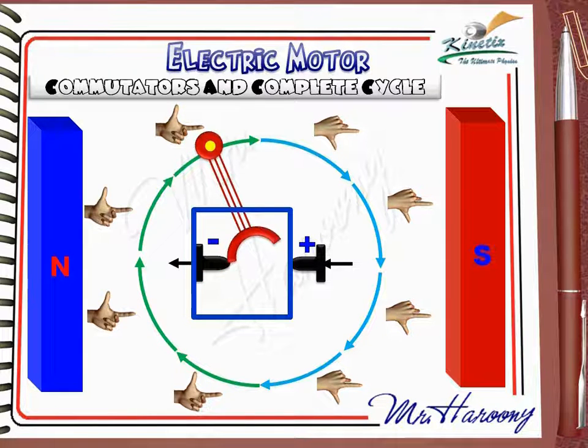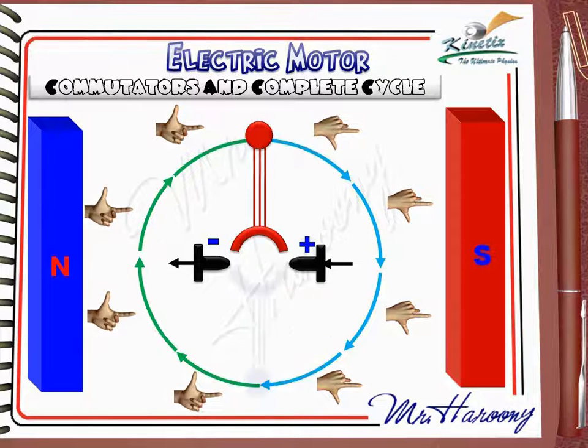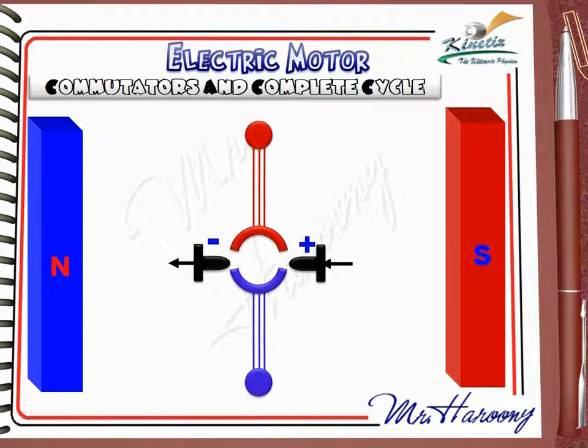This is how the current is reversed each half cycle inside the coil. Note, each half of the commutator switches positions on the carbon brushes, and this happens each half cycle. The same thing happens to the blue part of the commutator, keeping the coil in continuous non-stopping rotational motion.